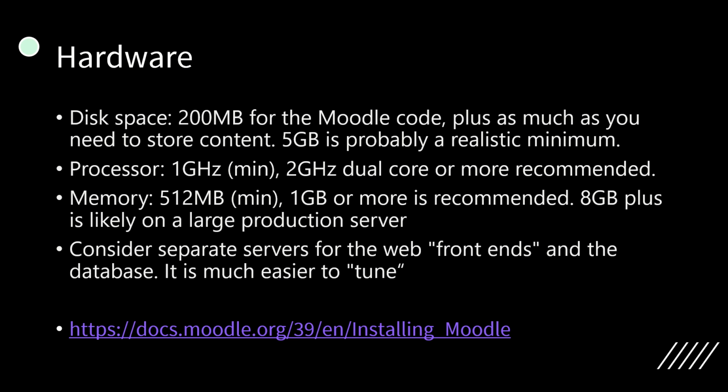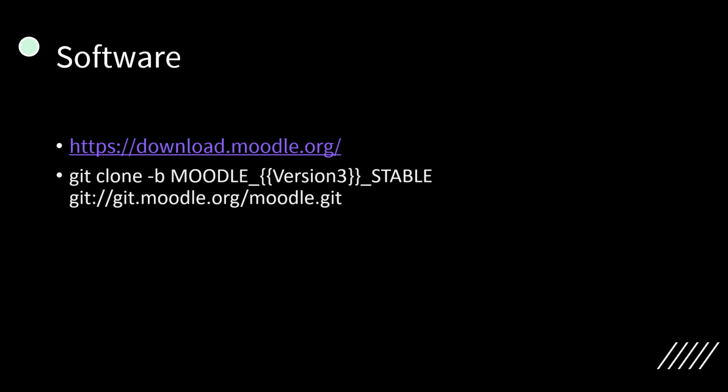You can get more detail about these Moodle installations from the link I have given below. On the software side, we are not going to pay anything. You can download from moodle.org, where you can get the Windows version. For Linux servers, you can git clone the Moodle version you want, whichever stable version you want to download. So the software side is also very simple.